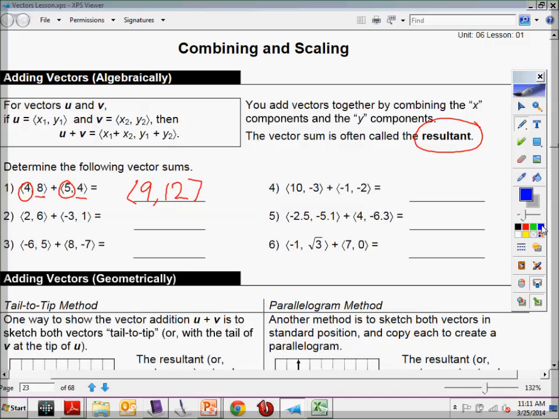So looking here at number 2, I have this vector 2, 6, and this vector negative 3, 1. And I want to find their resultant. I want to add them together. So I'm going to do 2 plus negative 3, which is negative 1. And then I'm going to do 6 plus positive 1, which is 7. So my resultant is negative 1, 7.